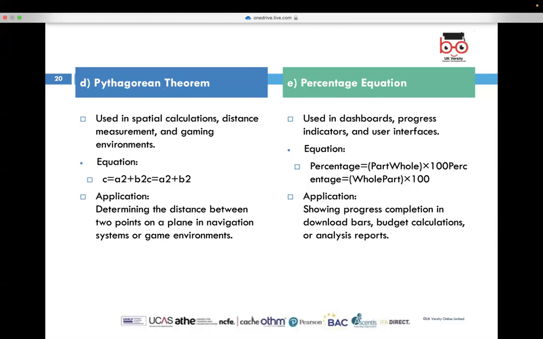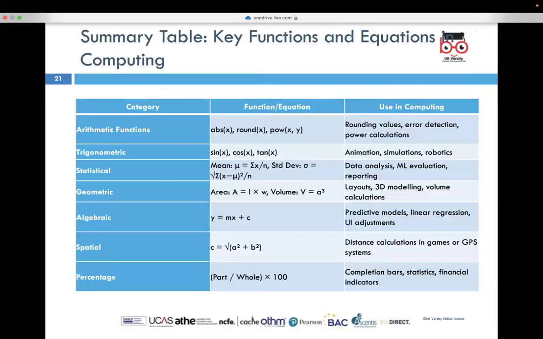Percentage equation is used in dashboards, progress indicators, and user interfaces. The equation of this could be part divided by whole times 100. And the application is showing progress completion in download bars, budget calculations, or analysis reports.